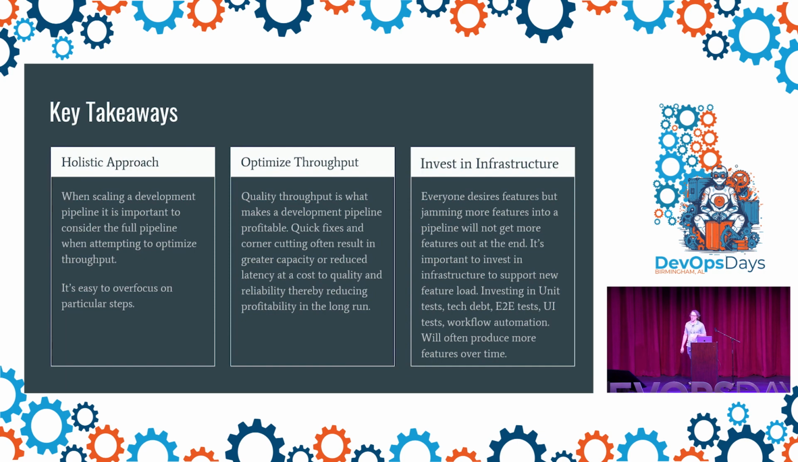So what are our key takeaways here? Well, the first is that we need a holistic approach. We have to consider the whole life cycle, the entire pipeline together. You can't optimize in a vacuum. The next thing is that we need to optimize for throughput, and we can't mistake capacity for throughput. And the last thing is that we need to invest in infrastructure.